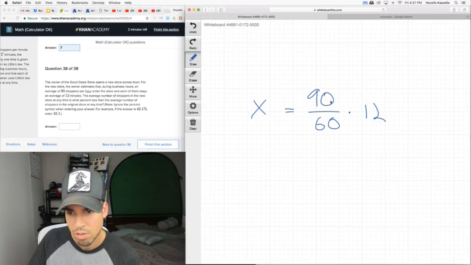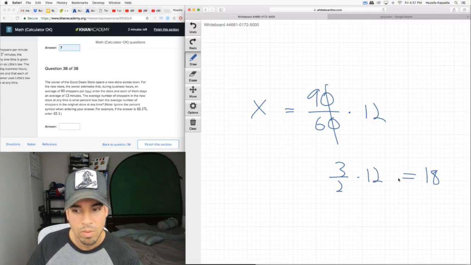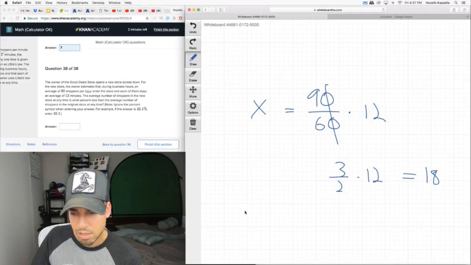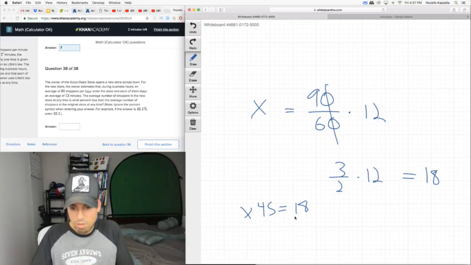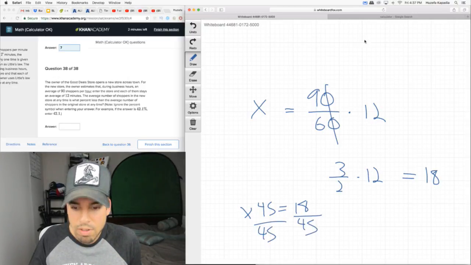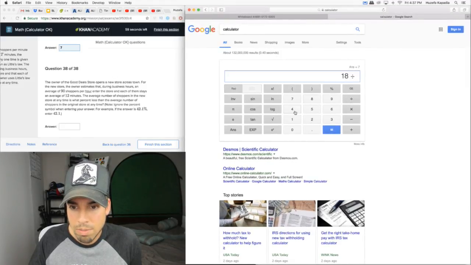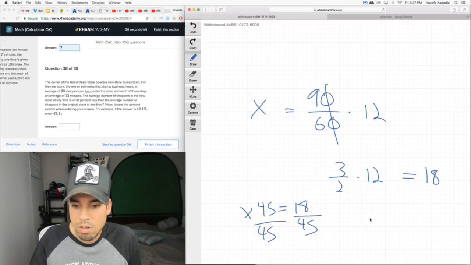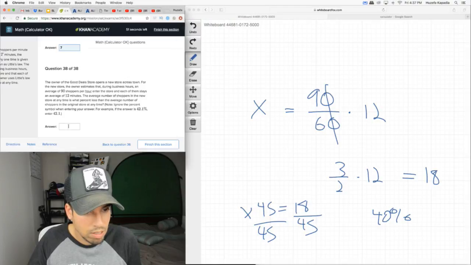Okay, so this is 90 per hour, this is 3 over 2 per minute, times 12, which is 36 divided by 2 equals 18. So x times 45 equals 18. So divided by 45, divided by 45. 18 divided by 45 equals 0.4. So it's 40% of that, so it's 60% less.